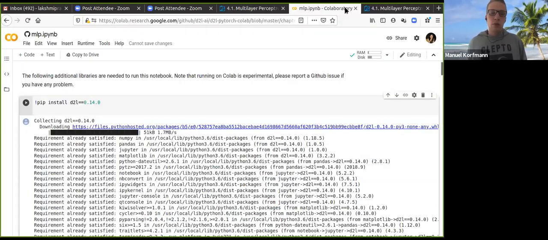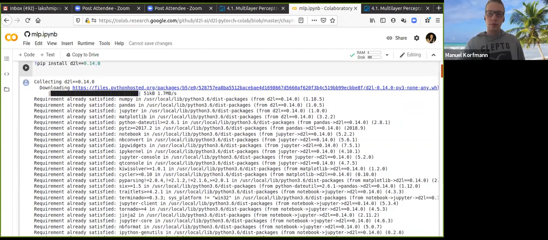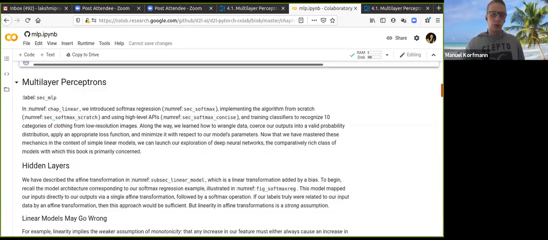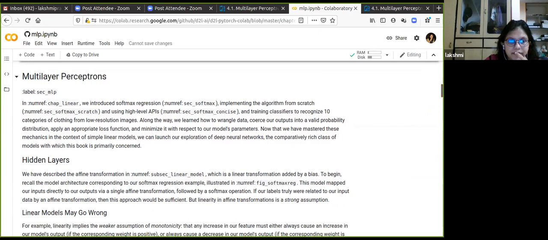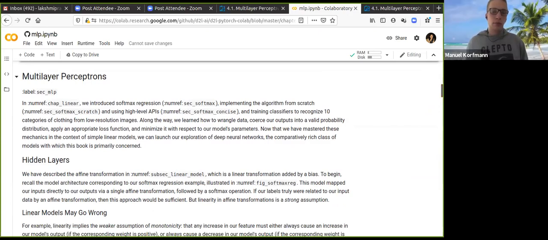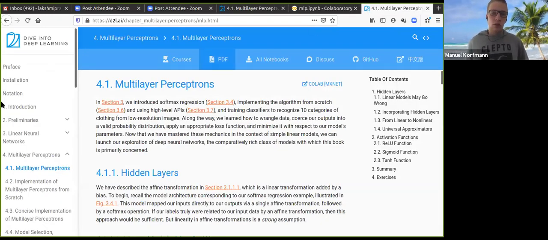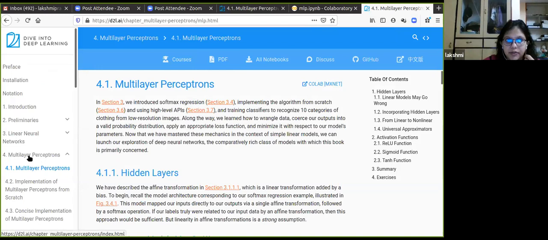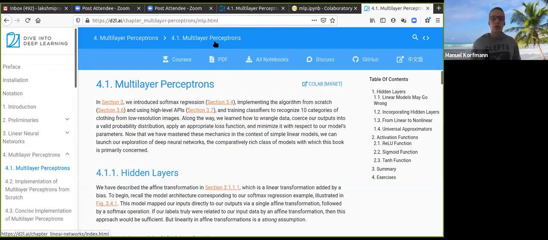Okay, so multilayer perceptrons. Yeah, multi perceptrons. In the chapter, what's it called? Linear neural networks. Okay. It's called multi-layer perceptrons. No, the linear, previous one. Yeah, previous one.